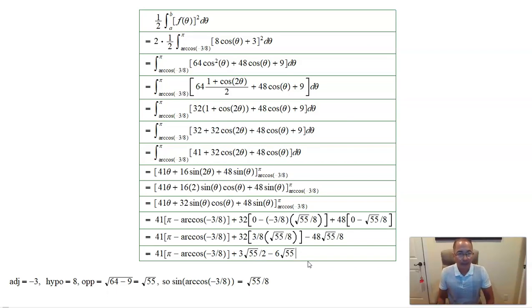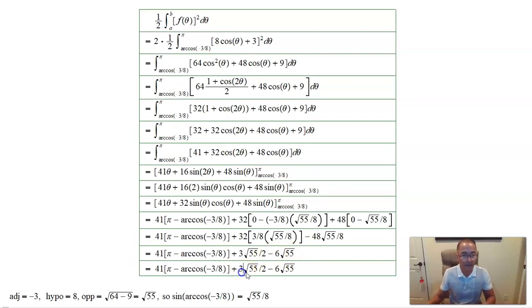Whew, okay. So, oh, look, check it out. We have 2 expressions that have square root of 55 in it, so we can combine them. 3/2 minus 6: 3 minus 12 is minus 9, over 2. So let's put that together. Minus 9 divided by 2 times square root of 55. Yeah, there you go. Whew, that is the exact area of that inner loop.